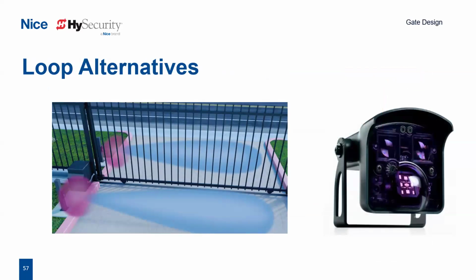There are a lot of alternatives to loops, as sometimes loops do get a bad name. So there's microwave sensors, presence sensors, and you could possibly even use a photo.